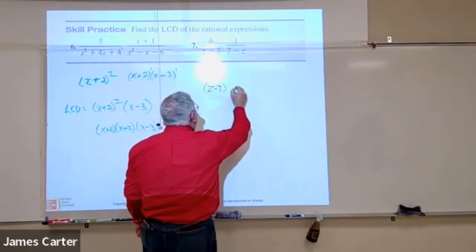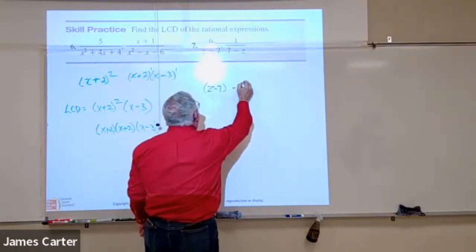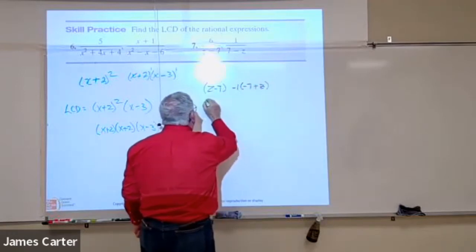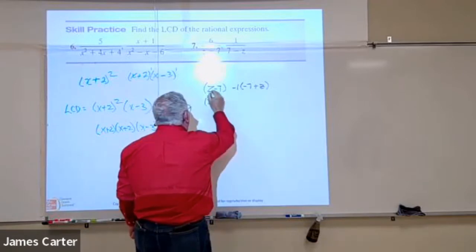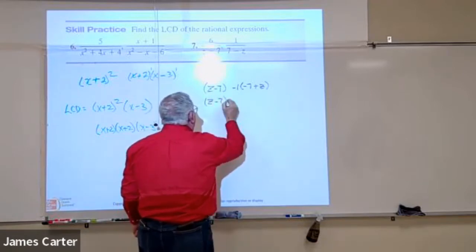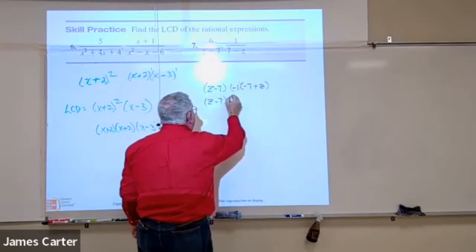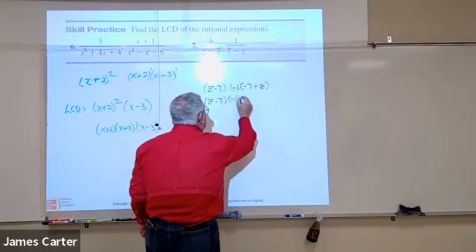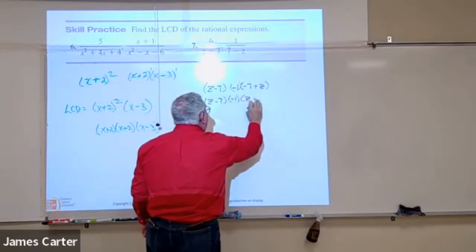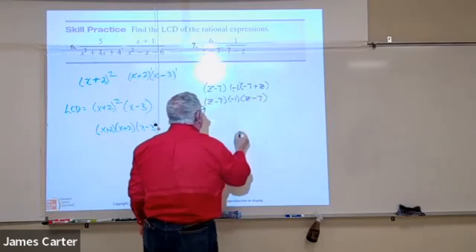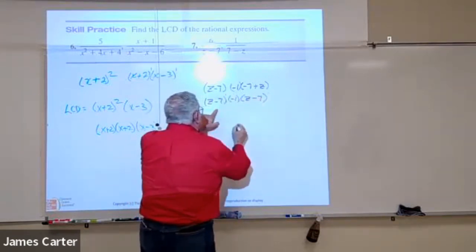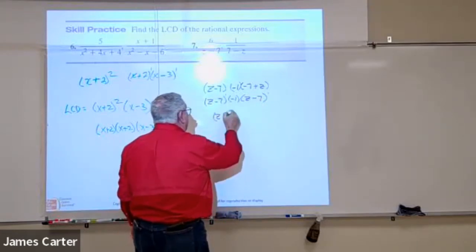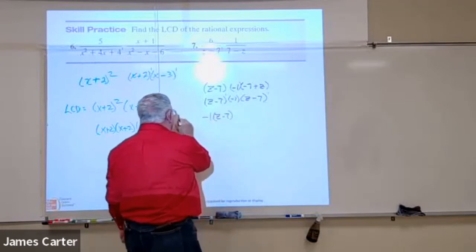That one is the one I'm going to modify and make it -1 times -7 plus z, which in turn becomes, and I better put a parentheses around there so I don't think that's a subtraction. And then I'm going to switch the order of these. So both of these are the first power. So I just list it once, z minus 7, and then I've got to list that. So here's my LCD.